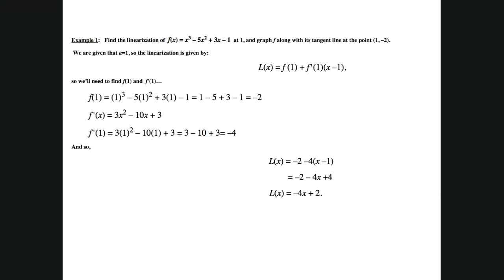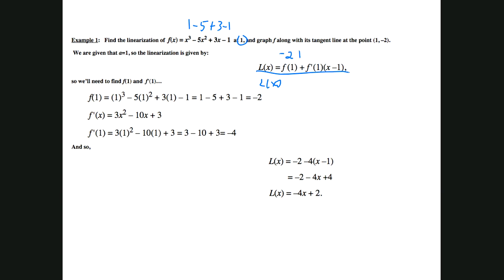So in this problem, it says find the linearization of f of x equals x to the third minus 5x squared plus 3x minus 1 at 1, and graph f along with the tangent. Okay, so if you wanted to find the linearization, we can use the formula at 1, right? Because that's what they said. So f of 1, well, I have to put 1 in here. So that's 1 minus 5 plus 3 minus 1. So what is that, negative 2? So this would be negative 2 here.